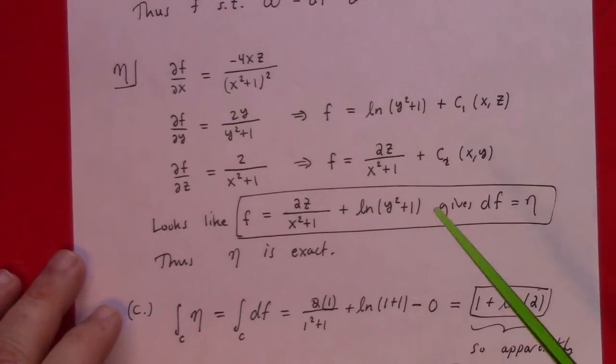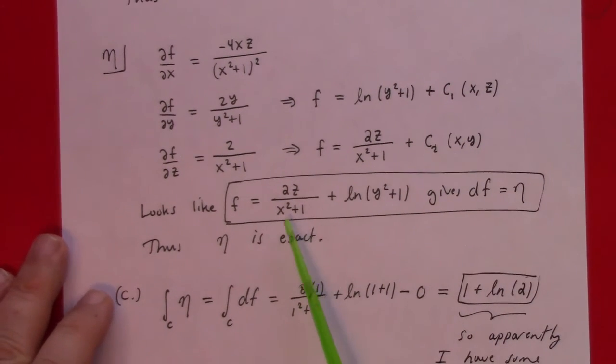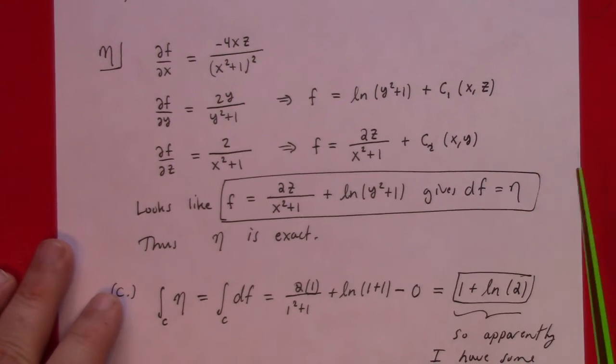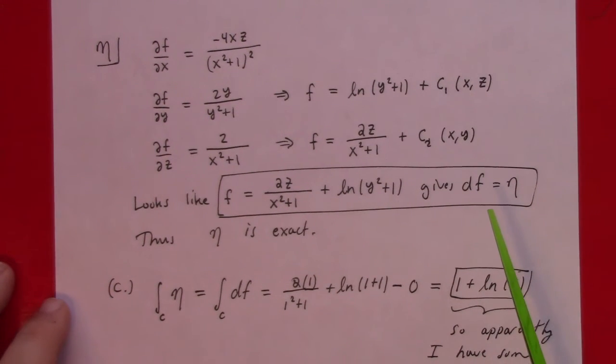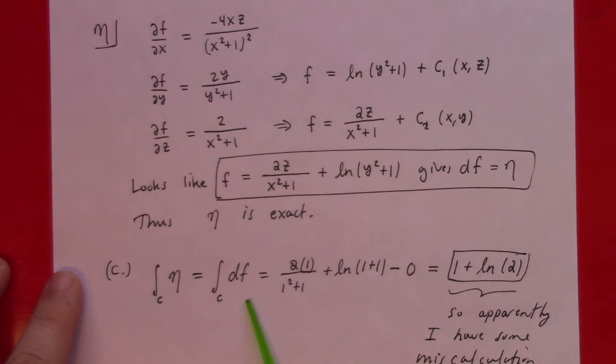So what about eta? Well, eta, on the other hand, when I sort through the partial integrations, I get this, I get that. I'm like, wait a minute, that's enough. If I do 2z over this plus log of that, then df is equal to eta, so it's exact. Yay! Away from the origin, of course. And then, as such, I can recalculate the integral over the curve from 0, 0, 0 to 1, 1, 1 as being just f of 1, 1, 1 minus f of 0, 0, 0.